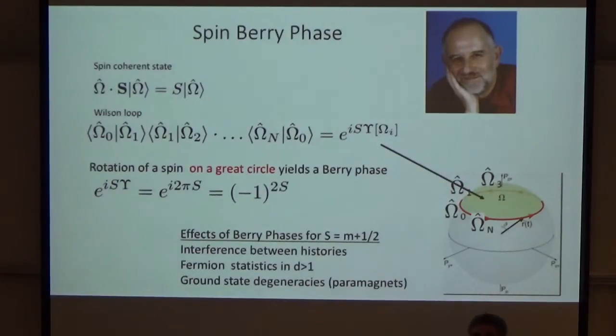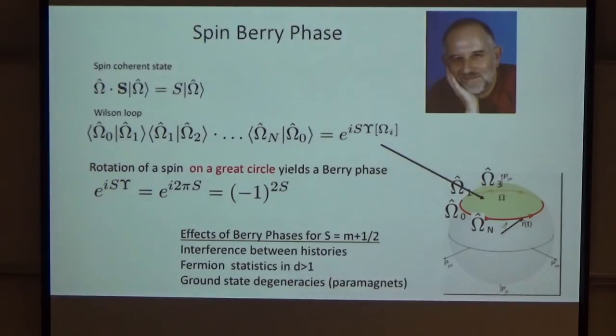But the effects of Berry phase were not really appreciated in many-body systems. It was mostly effects of single particle wave functions. And it turns out that these effects are actually responsible for the difference we saw between integer and half-integer spin chains, because it brings interference between histories. It's also important to explain Fermi statistics for spin half or half-integer spins, and it's also a cause of ground state degeneracies in disordered spin systems.